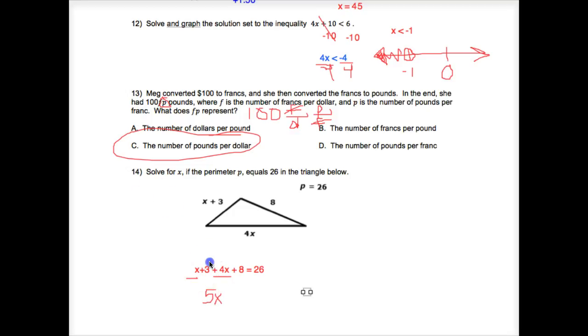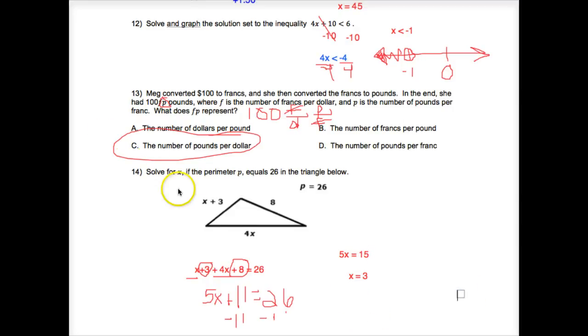Then I also have like terms here, the plain 3 and the 8 that are on the same side. So 3 plus 8 is 11, and then of course that equals 26. To get x alone, subtract 11 first, minus 11, and then that gives me in my next step 5x alone on the left side, and then 26 minus 11 is 15. So 5x equals 15, divide by 5, and x equals 3.